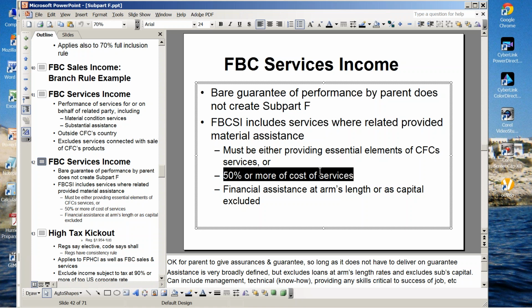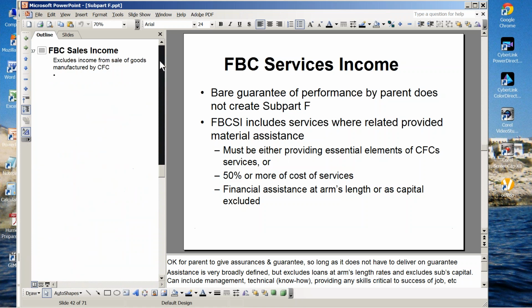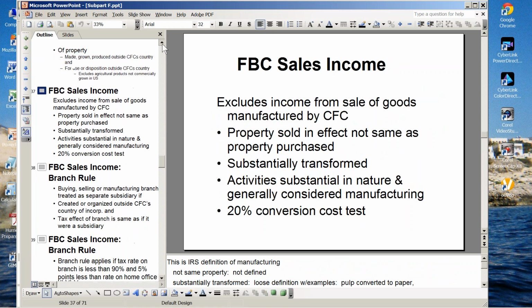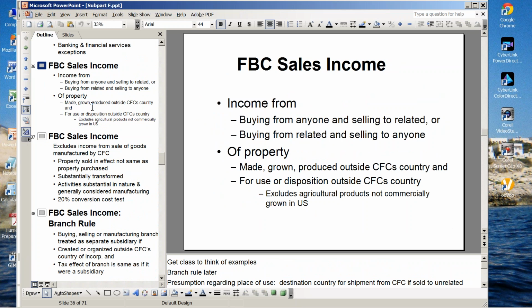At this juncture, I'd like to speak a little bit without a slide on the impact of disregarded entities. I'm going to go back to the foreign-based company sales income. If we have a disregarded entity, it's treated as simply part of the owner. So if the owner of that disregarded entity is doing buying or selling, and the disregarded entity is doing the manufacturing, it's as if they were one entity.